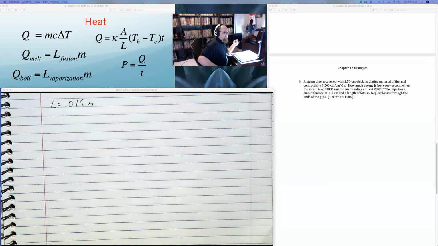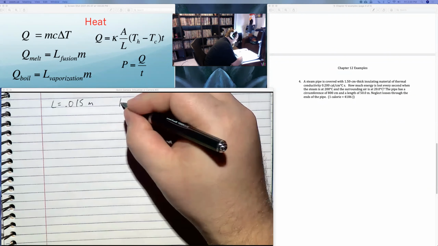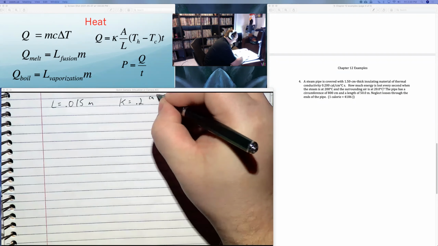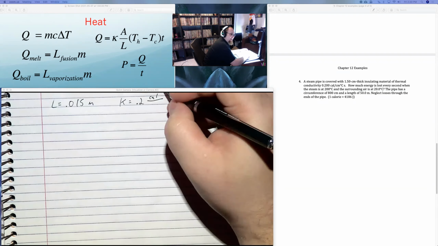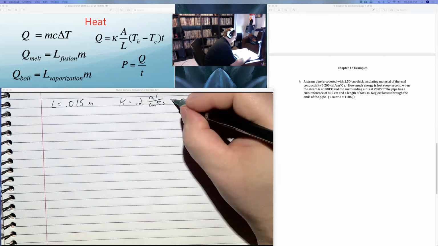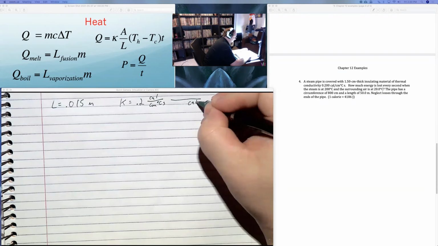And what it says is it has an insulating material of thermal conductivity 0.2 calories per centimeter degrees Celsius second. Okay, that's kappa. That's really dumb units. 0.2 calories and centimeters? I gotta fix these units. I don't want to work in calories. I need to work in joules.